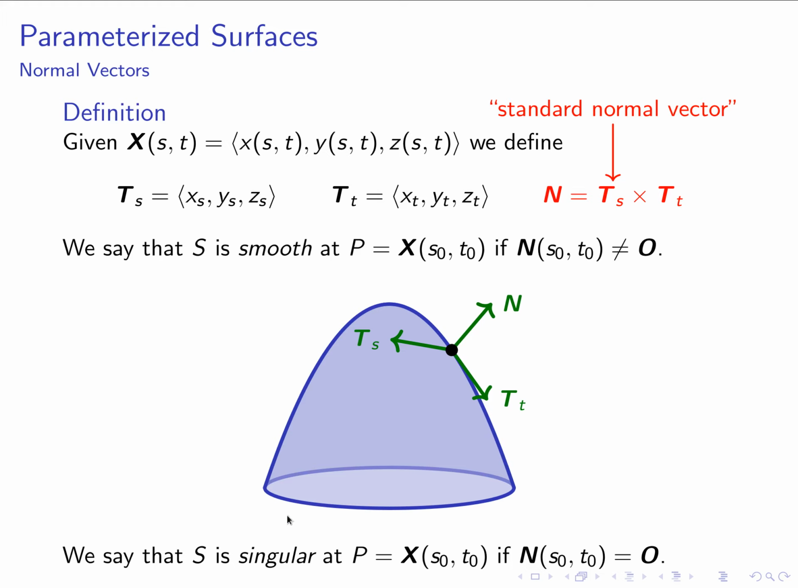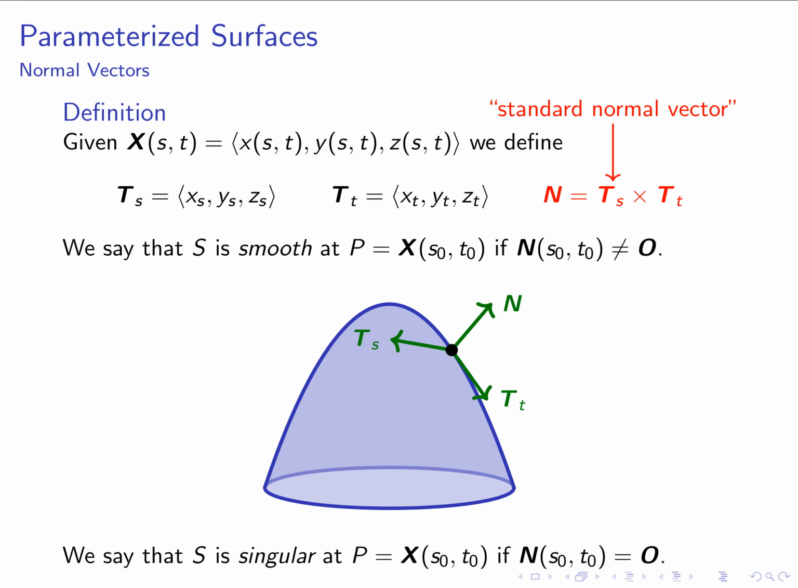The opposite of being smooth is what's called being singular. We say our surface is singular at a point if its standard normal is the zero vector. So in this generic figure here, we're looking at a point on our surface that is smooth because the standard normal as depicted is certainly not the zero vector, because it clearly has length here. Okay, so that's a generic looking example.